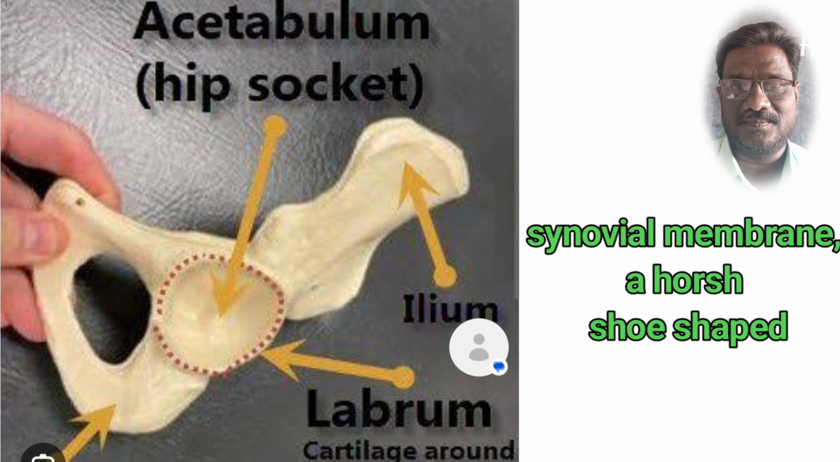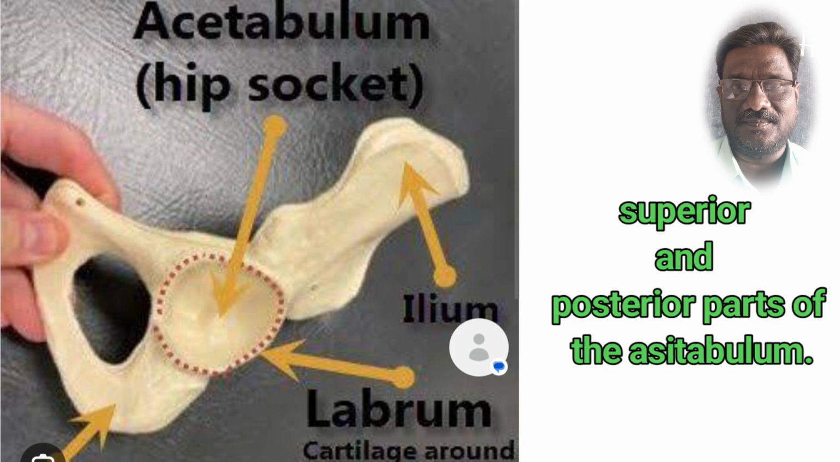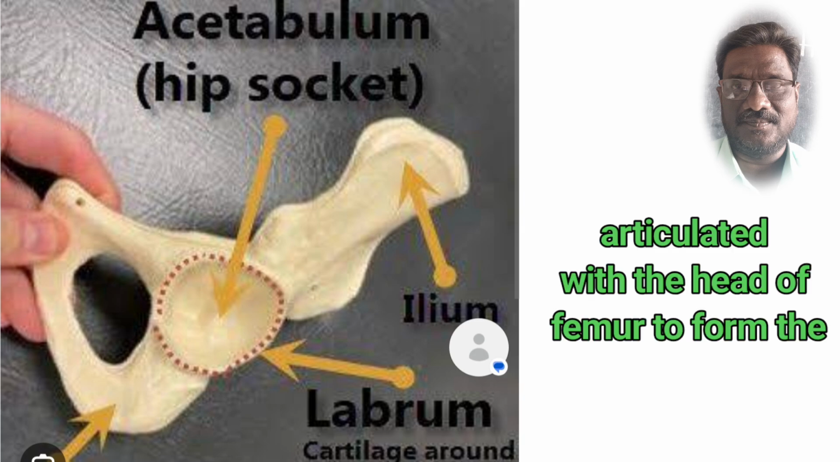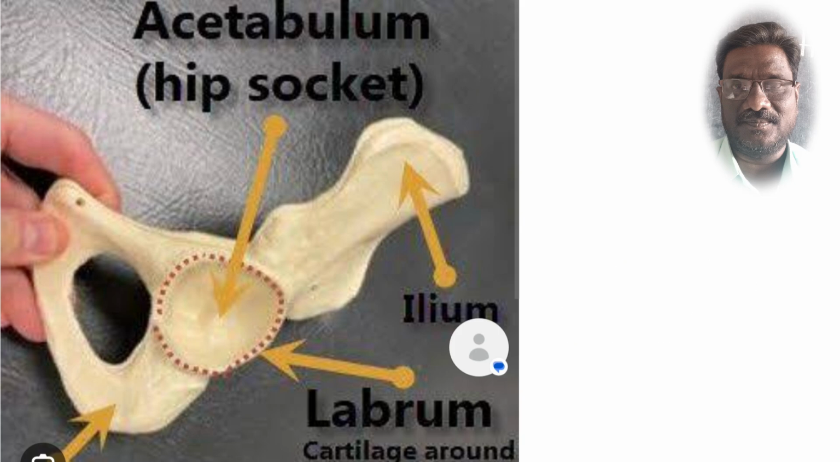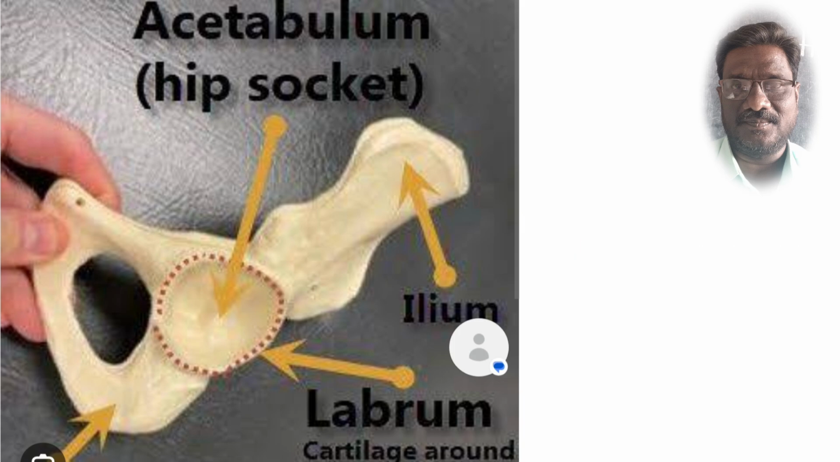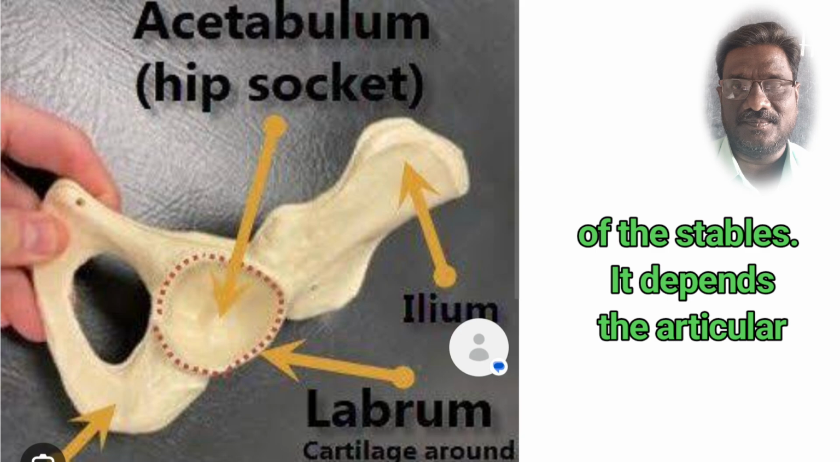A horseshoe-shaped articular surface, or lunate surface, is seen on the anterior, superior and posterior parts of the acetabulum. It is lined with hyaline cartilage and articulates with the head of the femur to form the hip joint. The fibrocartilaginous articular labrum is attached to the margins of the acetabulum. It deepens the articular cavity.